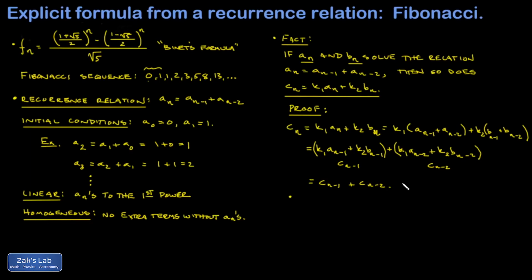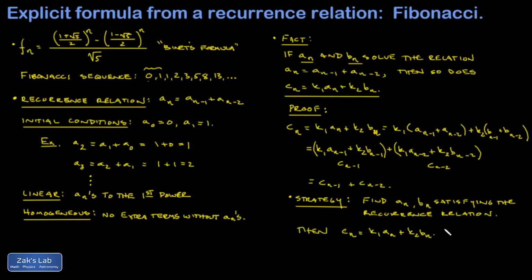And for those of you with a little bit of differential equations experience, this is going to seem familiar. The strategy that we're going to use to find the solution to this recurrence relation is we're going to find some individual solutions, and then we're going to say the most general solution of the recurrence relation is a linear combination of these individual solutions. And then we're going to determine those constants k1 and k2 by plugging in these initial conditions, the first two terms of the sequence.